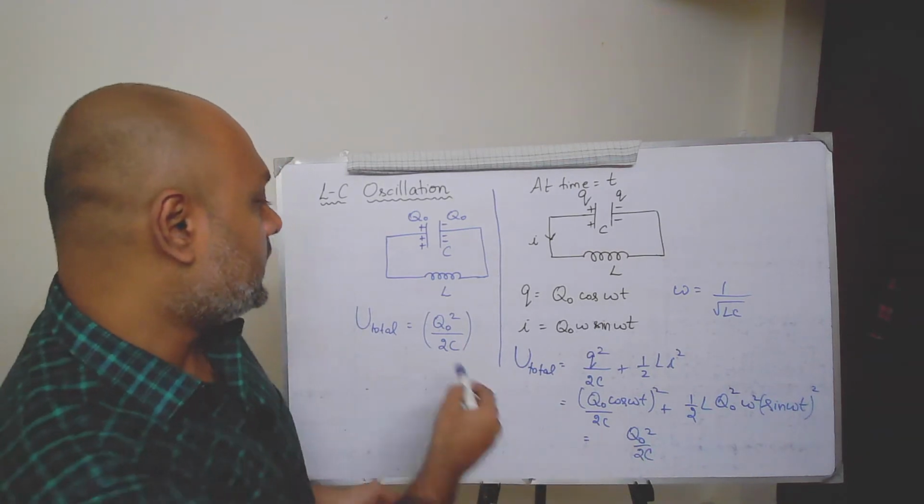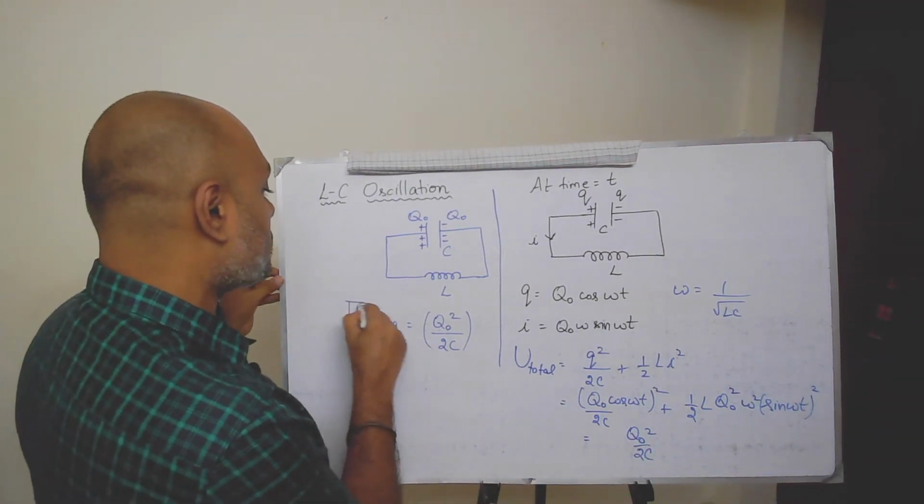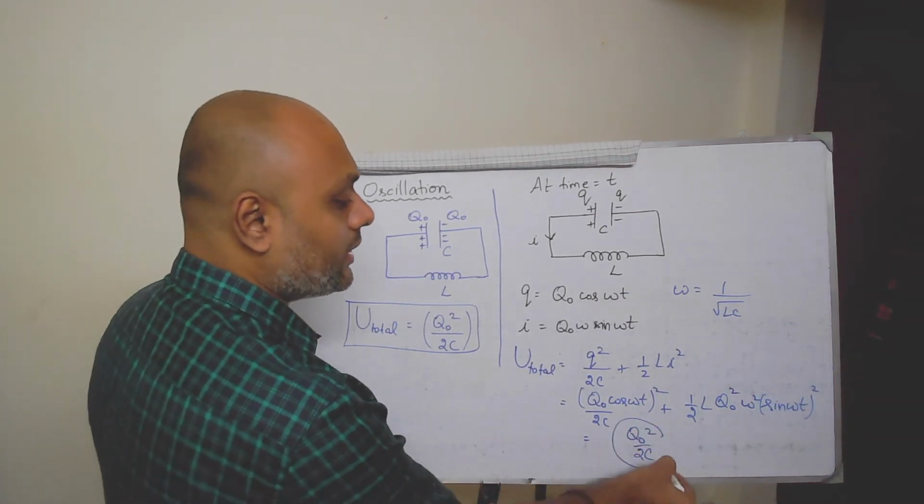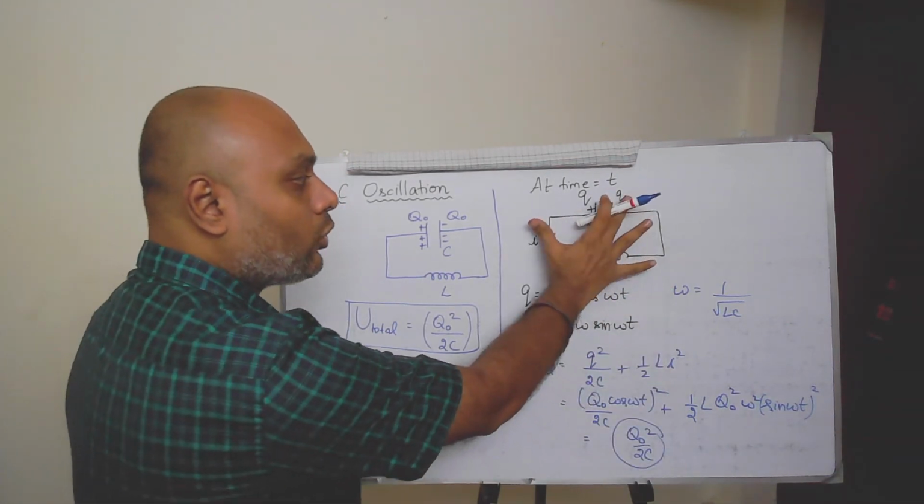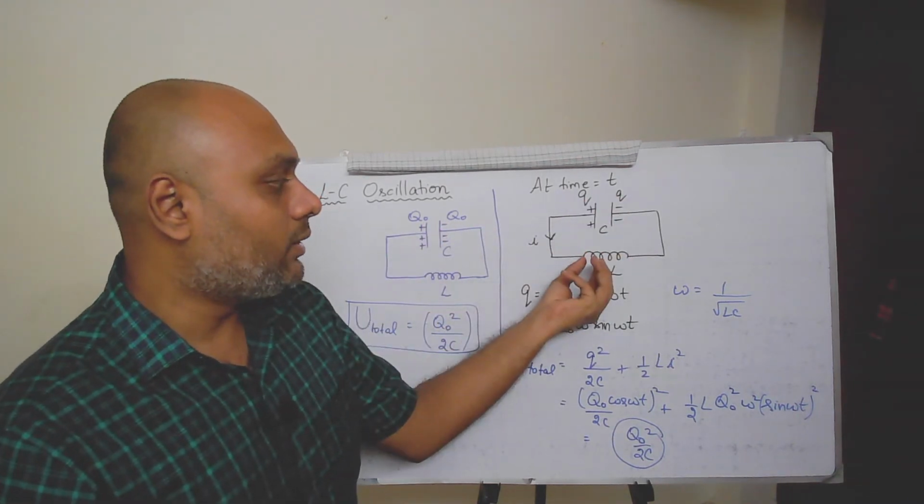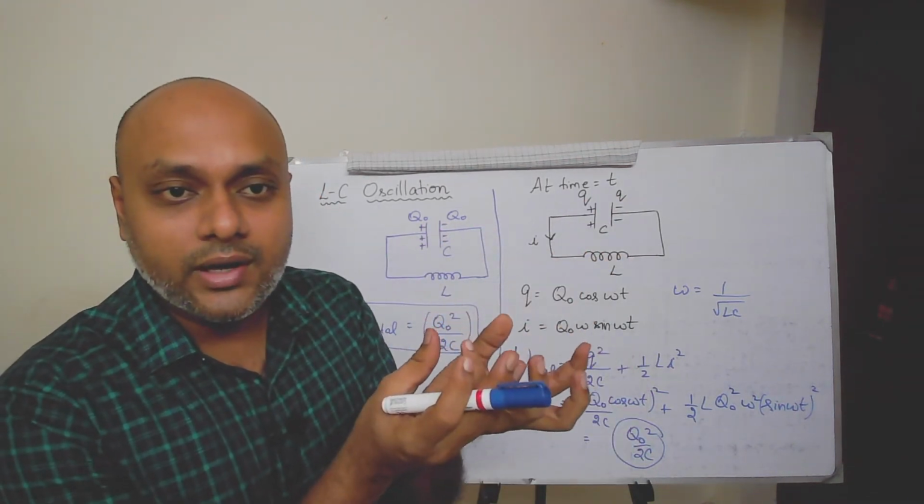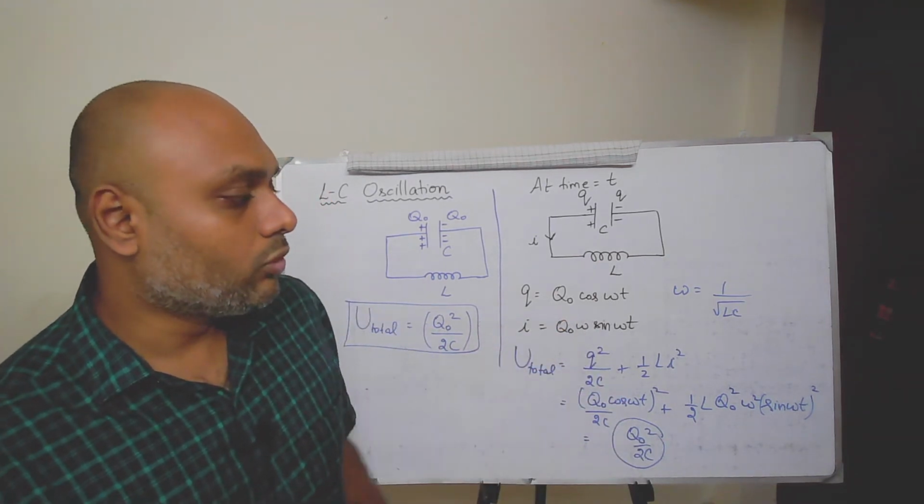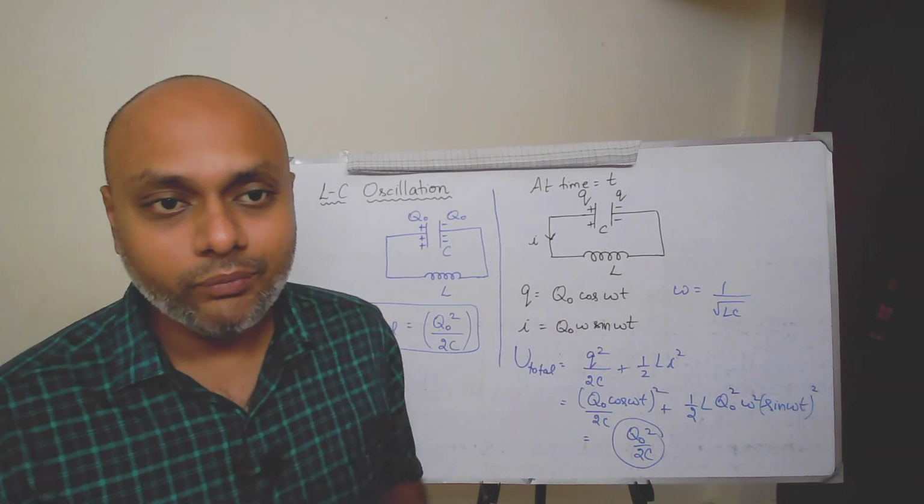Initially you had a total energy of Q naught square by 2C, and at any generic time you still have the same energy of Q naught square by 2C in the total system. So the energy in the capacitor will get reduced, and accordingly the energy in the inductor, the magnetic energy in the inductor, will increase. Okay, so the total energy of this is going to be a constant.